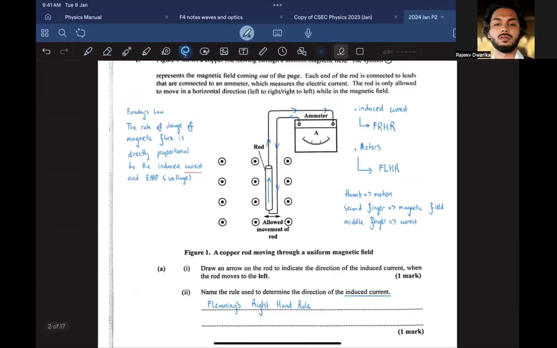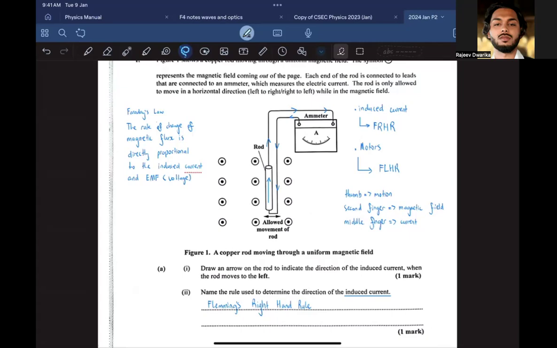I'll save you the reading. Basically, you're inducing a current. You're moving your rod left or right, and because you're moving your rod in a magnetic field, you're going to have a change in magnetic flux, and so you'll generate a current or EMF. This is not a case where you are supplying current, you're generating current. So you cannot use Fleming's left hand rule.